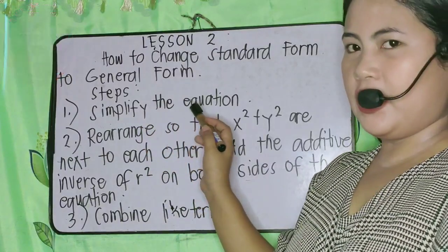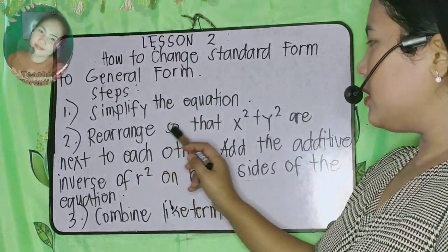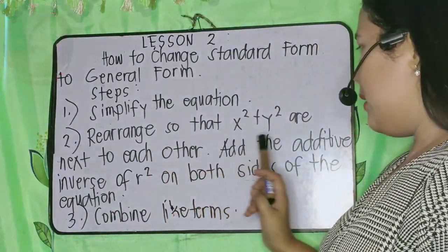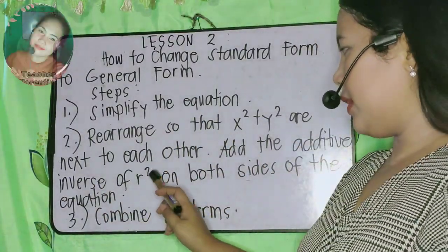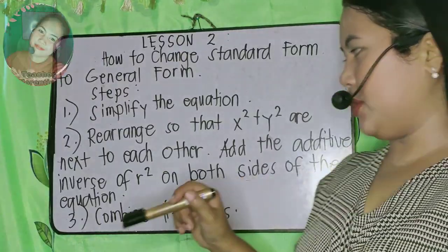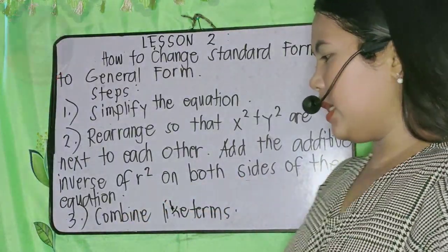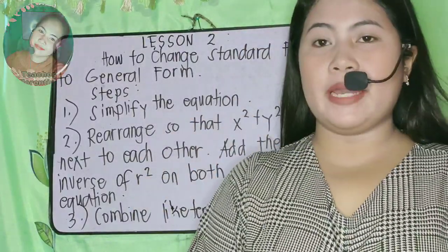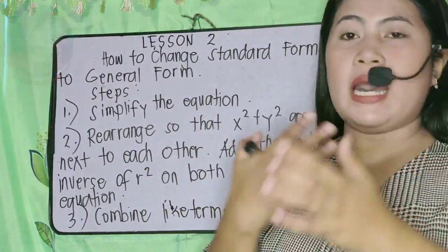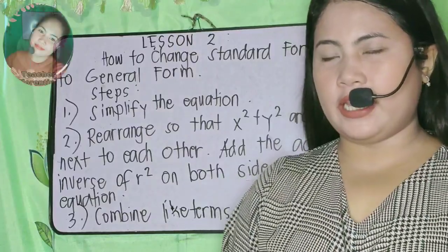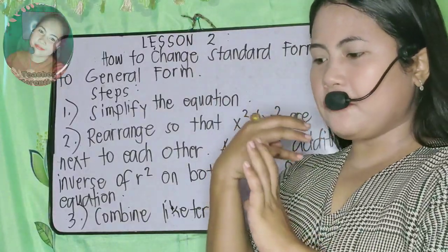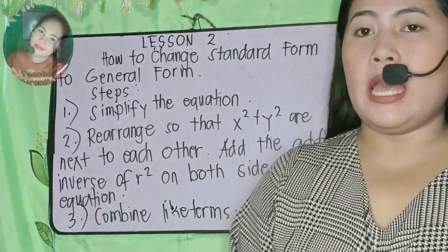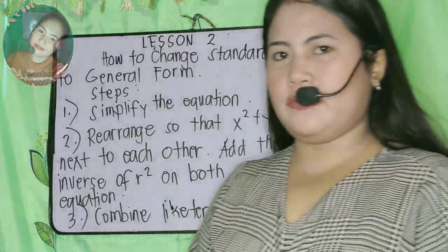Okay, so we have here 3 steps. First, simplify the equation. Second, rearrange so that x squared and y squared are next to each other. Then add the additive inverse of r squared on both sides of the equation and combine like terms. So in here, we're going to use the expanding binomial. So meaning, papahabain natin yung solution natin. From maikli, papahabain natin siya. We're going to expand the binomial. So, let's proceed to our given solution.